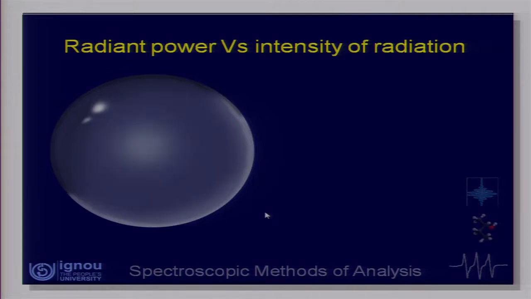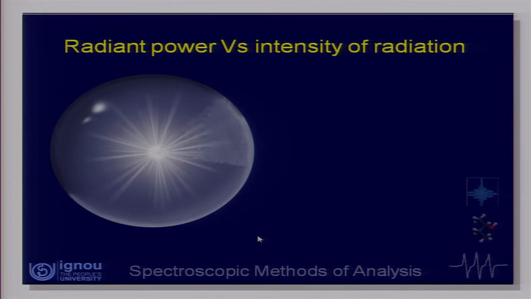If I have some source of radiation at the center of the sphere, it is emitting radiation, and this radiation is going all across to the surface of the sphere. That is the radiant power per unit time. This is giving some kind of radiation coming to the surface of the sphere.